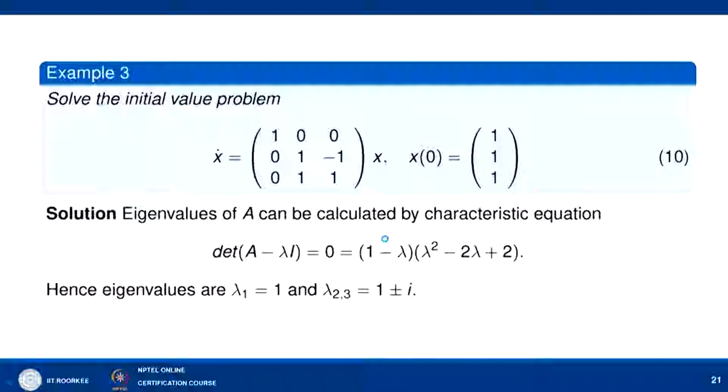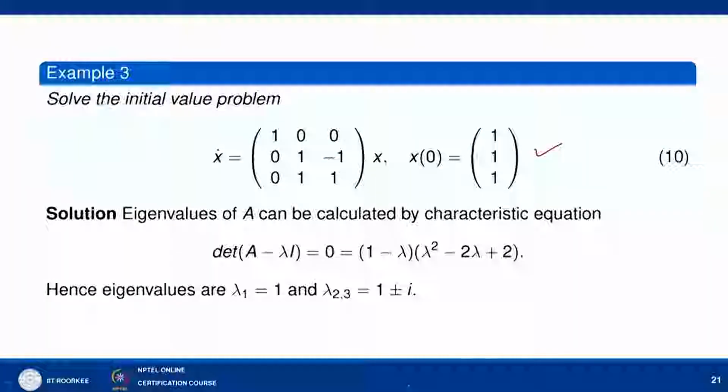Now let us consider the following example. Solve the initial value problem x' = Ax, where A is given as the matrix with rows (1 0 0), (0 1 -1), (0 1 1), and x(0) = (1 1 1). Here let us focus on finding the particular solution rather than the general solution. Of course, you can find the particular solution after fixing the constants C1, C2, C3.